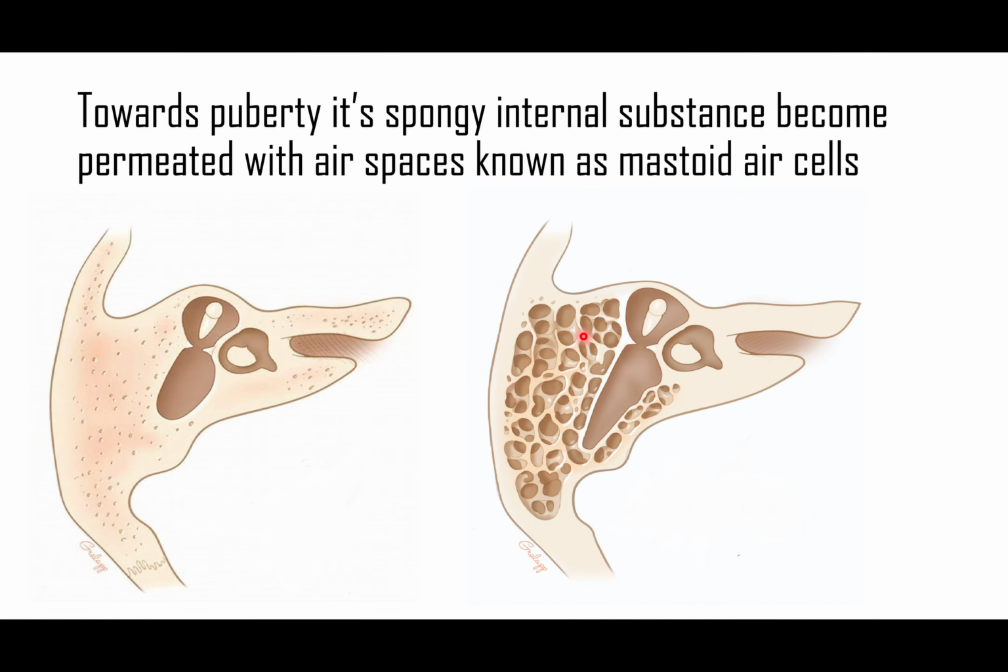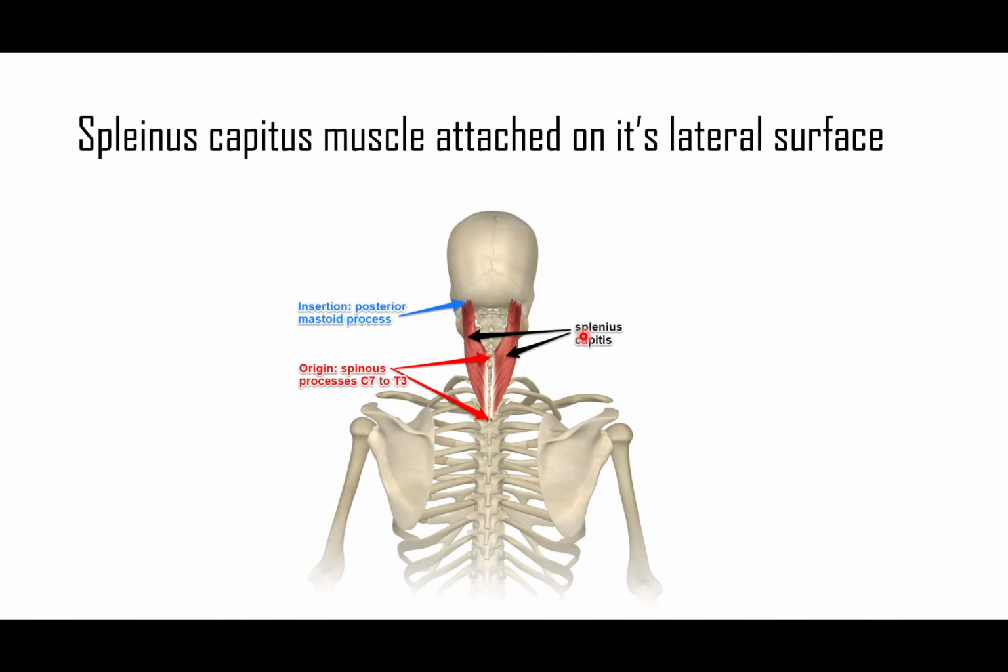Towards puberty, the spongy internal substance of the mastoid process becomes permeated with air spaces known as mastoid air cells, and the splenius capitis muscle is attached to its lateral surface. All of these options are correct, so option number 5, that all of the options are correct, is the right answer.